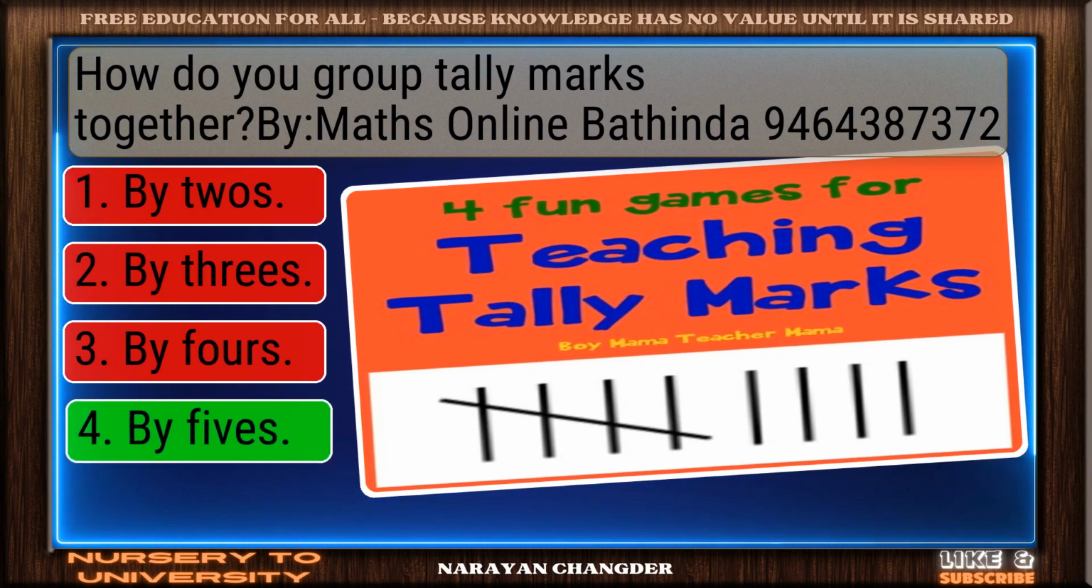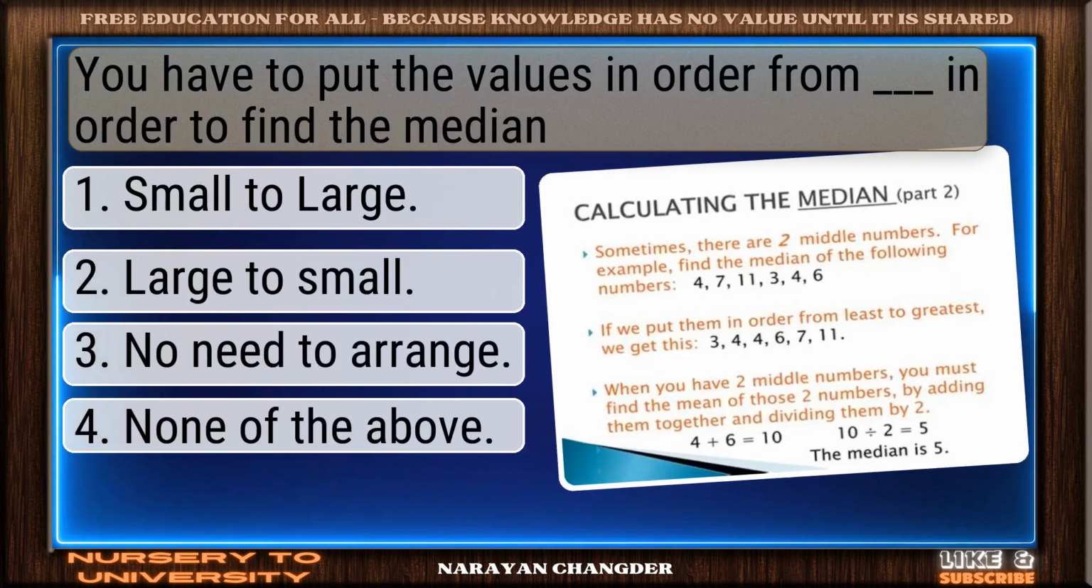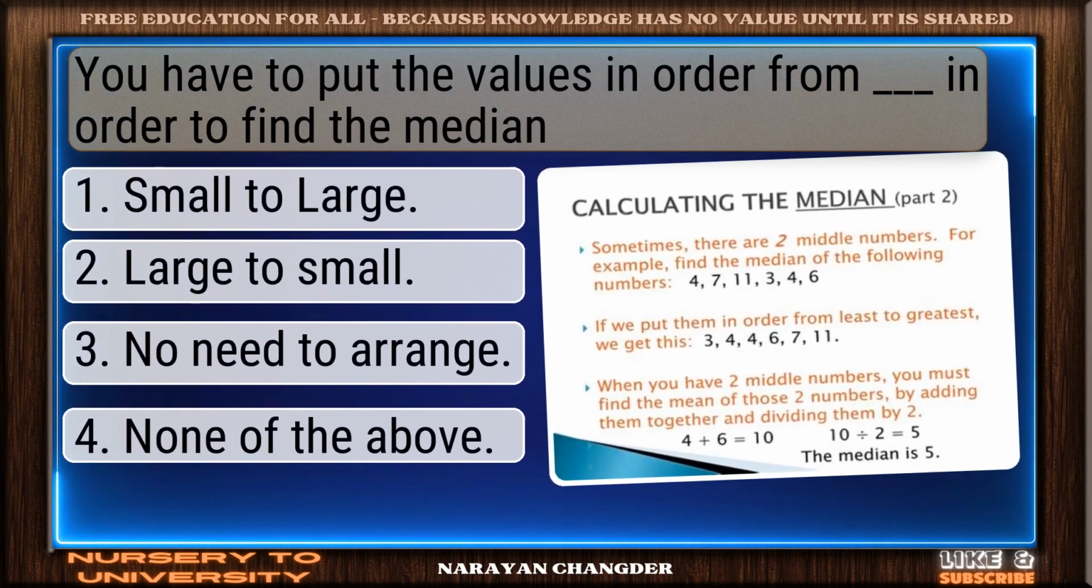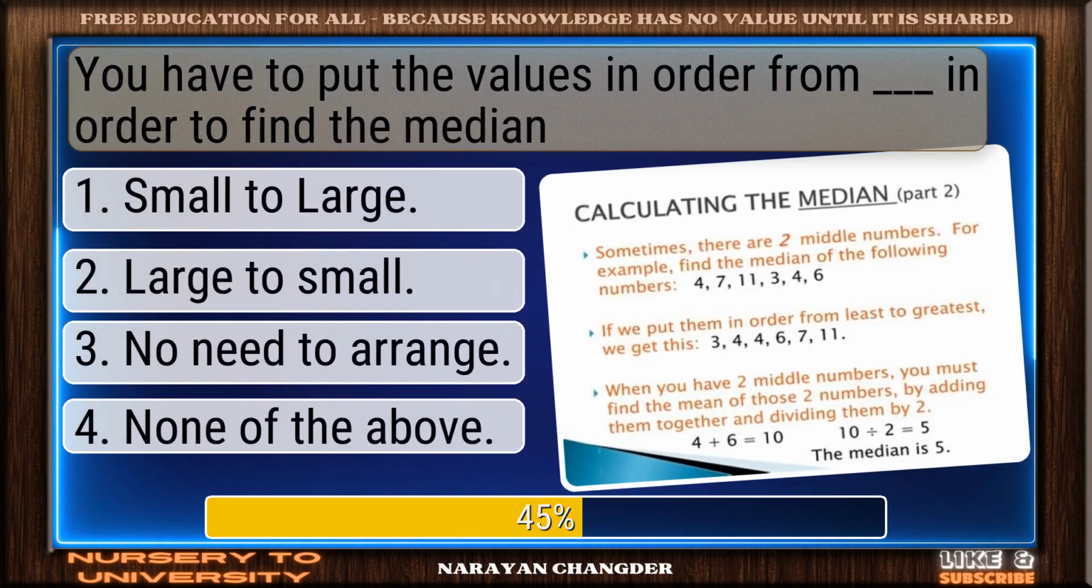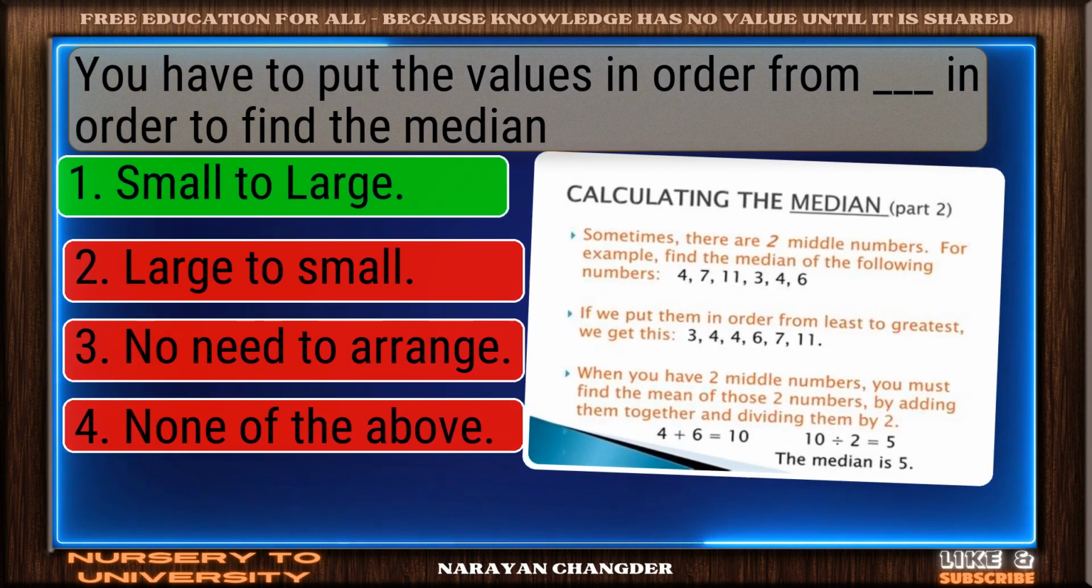Nice selection. By fives is the correct and valid answer. Question number 65. You have to put the values in order from a dash in order to find the median. Valid point. Small to large is true.